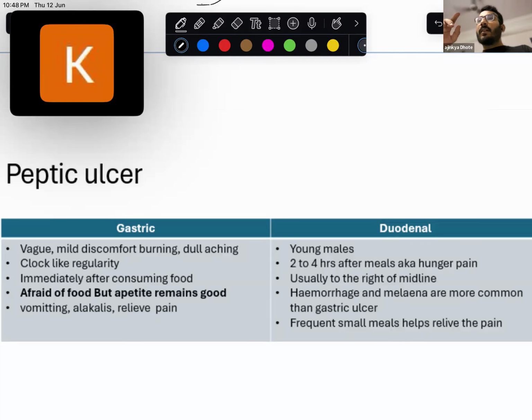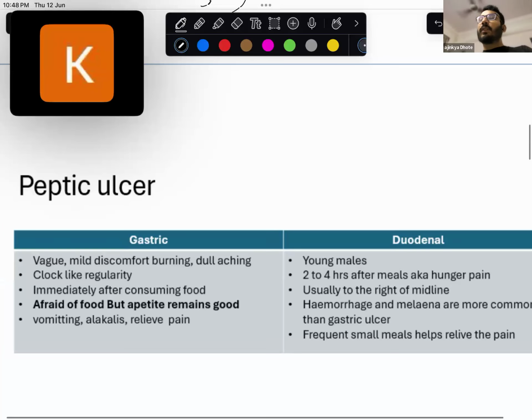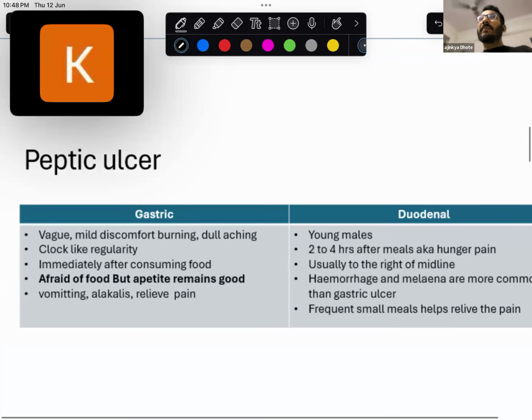Now, because the pain is caused by the food that has been consumed, it is usually relieved by vomiting. So this is another thing that the patient says, that as soon as he vomits food, there will immediately be pain relief. Other things that can obviously lead to pain relief are your alkalis and your PPIs and all. But this thing is more important. How the pain is: vague, mild discomfort, whatever is written, all of this.